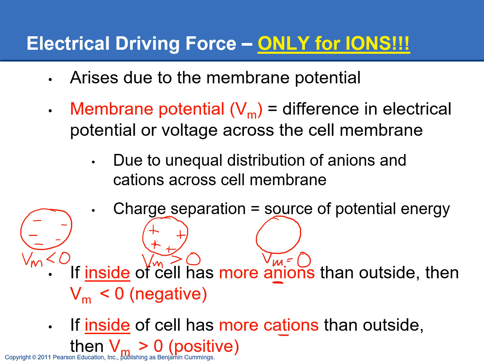And when that happens, you have an equal amount of anions and cations, so plus and minus charges inside and outside. And so you wouldn't draw any charges inside the cell at all, because you have an equal amount of pluses and minuses inside versus outside. So that's how you would draw the cell if the membrane potential were equal to 0. Okay, that's really important on how to draw the membrane potential.